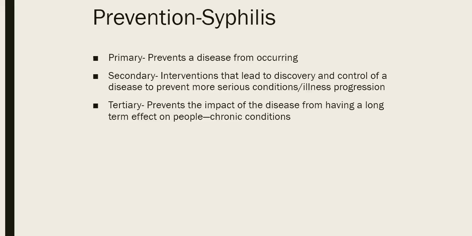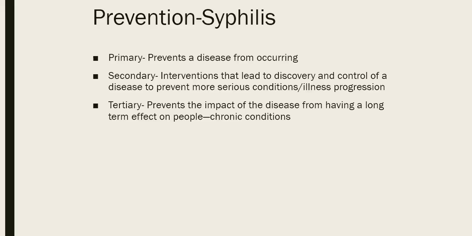The secondary intervention that leads to discovery and control of the disease would be getting a blood test to see if the person has syphilis. And if the person does have syphilis, they would be given antibiotics in order to resolve the issue and have syphilis be cured.